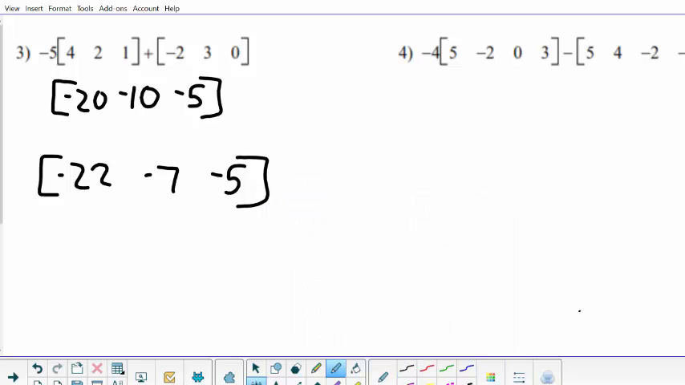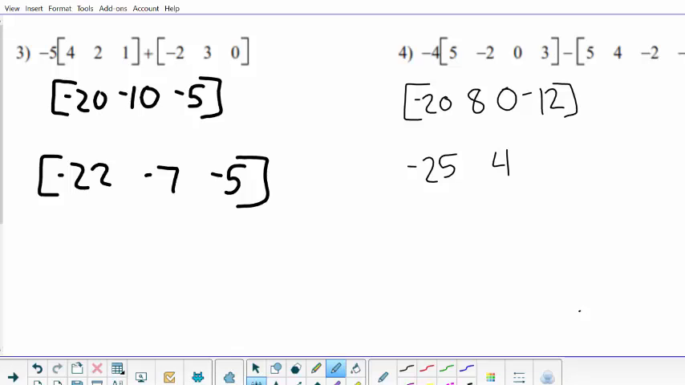So the same thing with this one. We just got to distribute that scalar through to everything here. So we'd have -20, +8, 0, -12. Then we have to subtract. So -20 minus 5 would be -25. We got 8 minus 4 would be 4. 0 minus -2 would be +2. And 3 minus -5 would be +8. So that would be our answer.